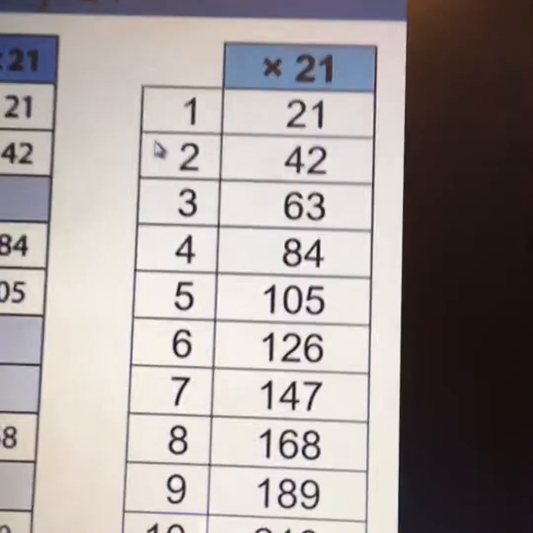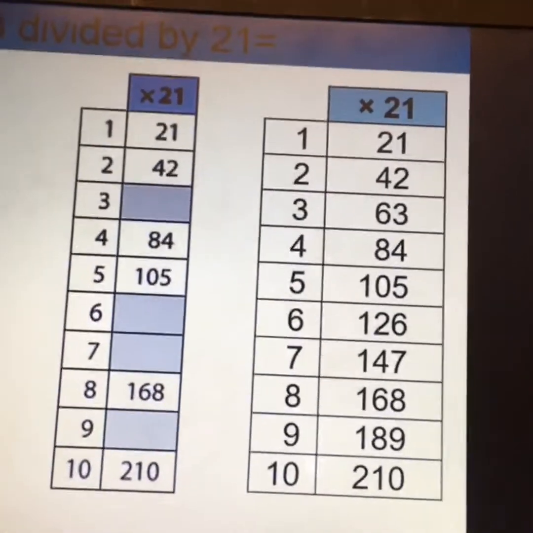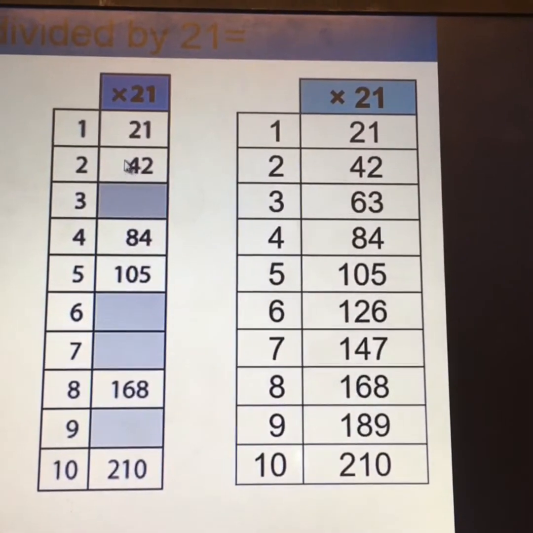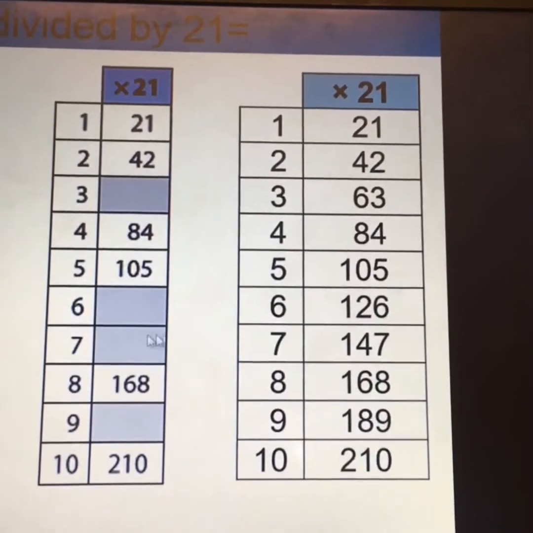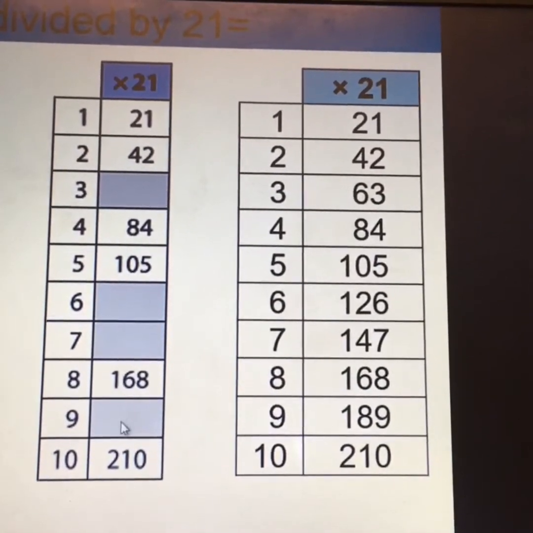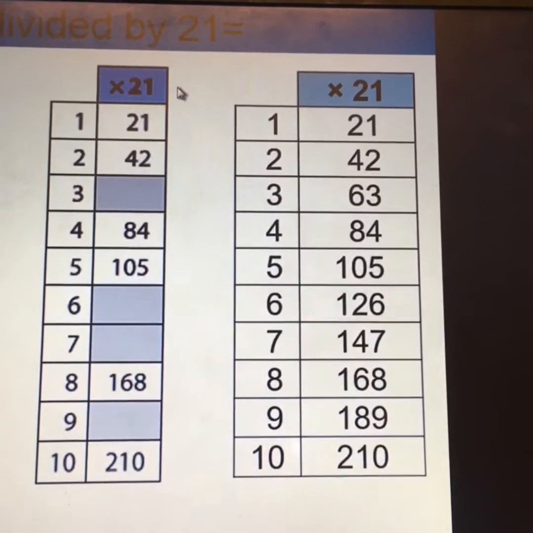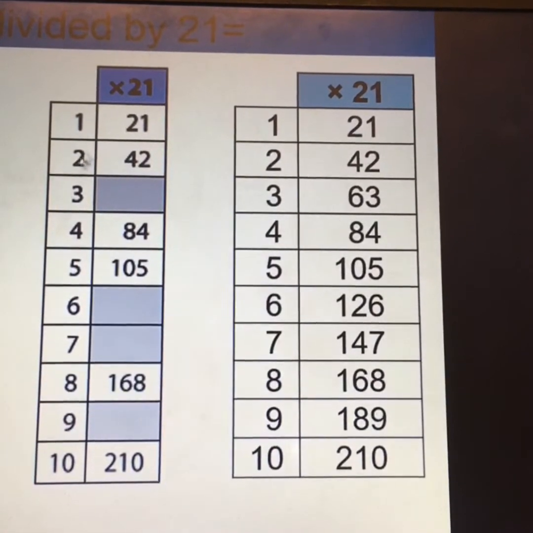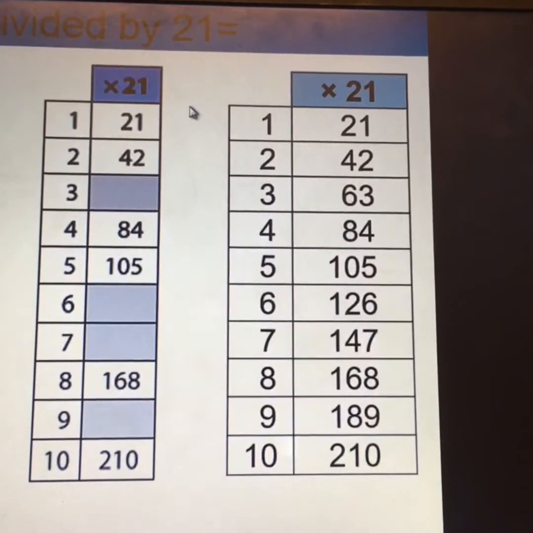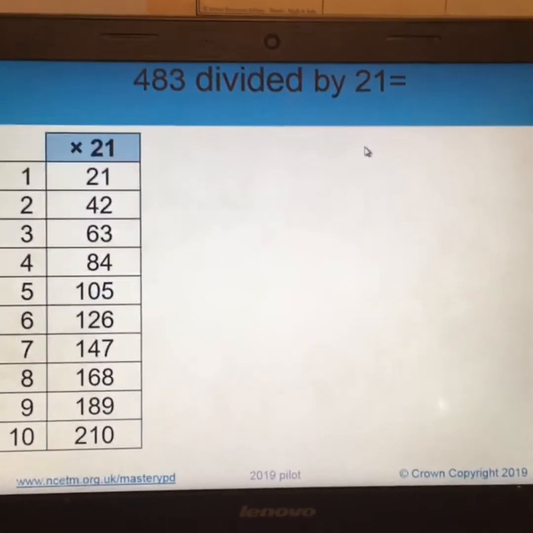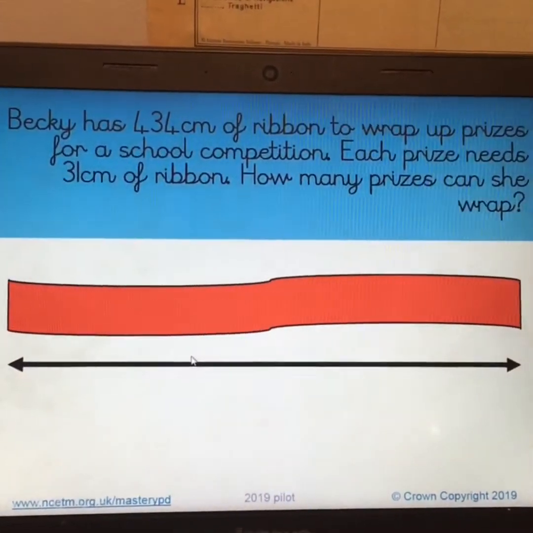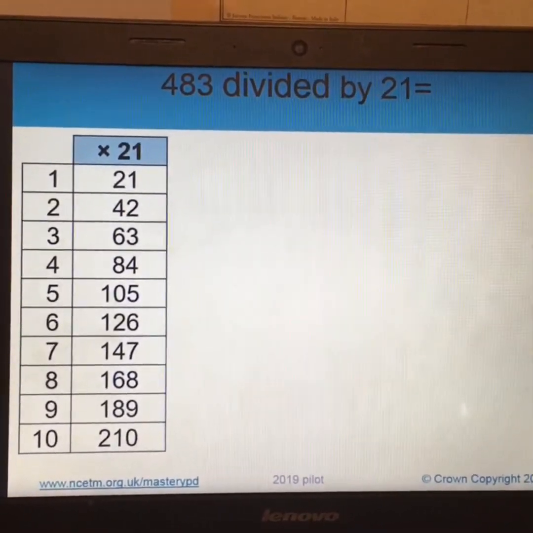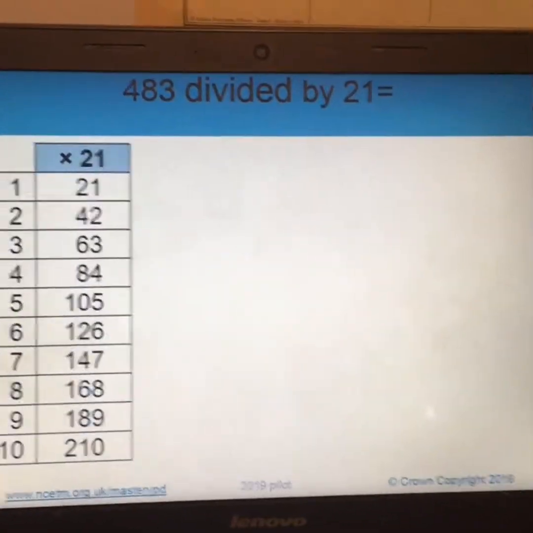So hopefully your final list looked a bit like this, because once you've worked out 1, 2, 4, 5, 8 and 10, it's really easy to work out the other ones because you just need to add 21s or take 21 off to work out these missing bits. When you do the sum, you might find that actually you don't need all of these parts. You might just need these ones that you've worked out really quickly and really easily. Well done if you got those right. So we've got our times table list down the side of our page. Now, how can we use this to work out 483 divided by 21?